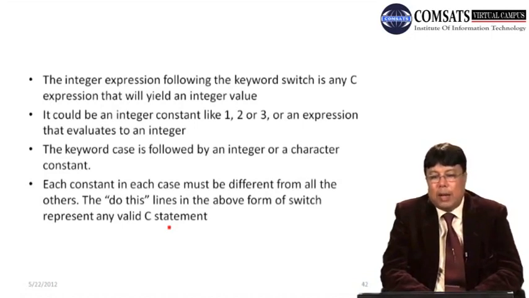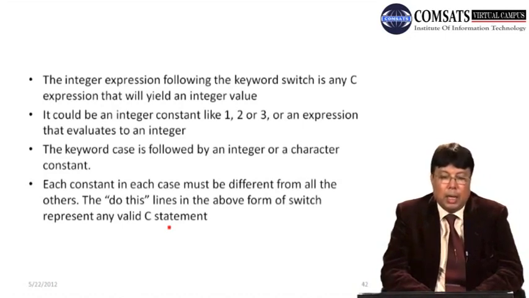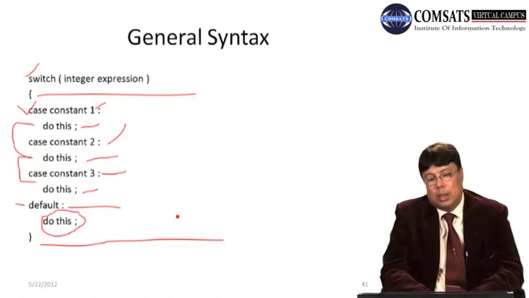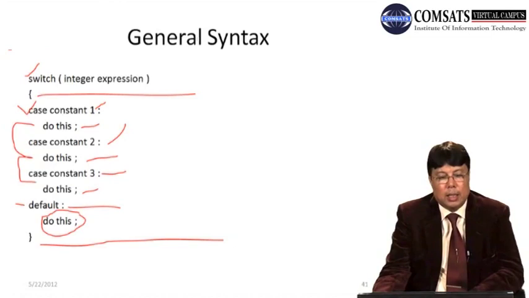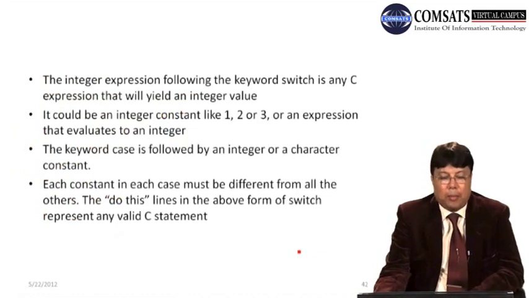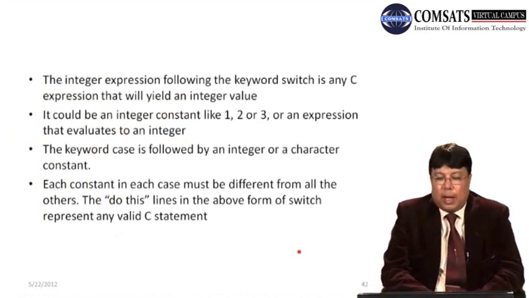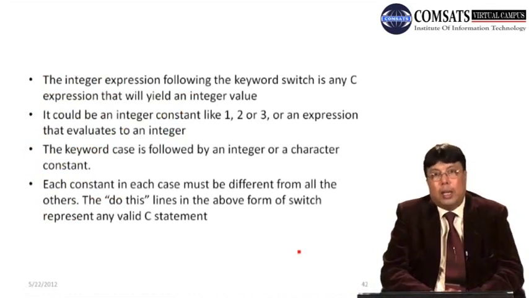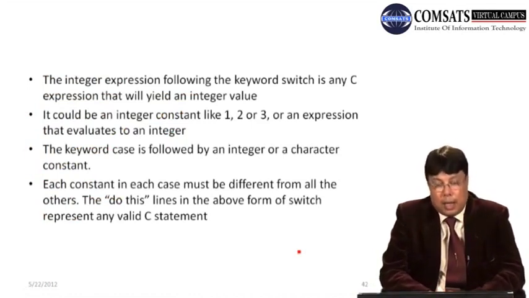It could be an integer constant like 1, 2, 3, or an expression that evaluates to an integer. मैं आपको बता चुका हूँ पहले भी. The keyword case is followed by an integer or a character constant. ये case के बाद there is a constant 1. So you can say case 1, case 2, case 3, case A, because that is also an integer value. Each constant in the case must be different from all other cases. एक जैसा case आप दो जगह पे नहीं रख सकते.